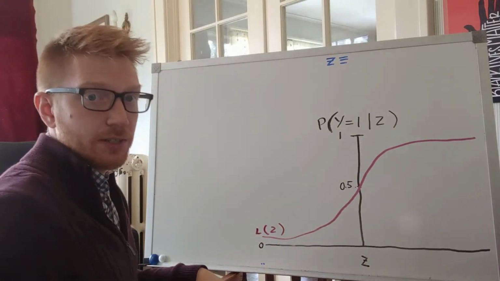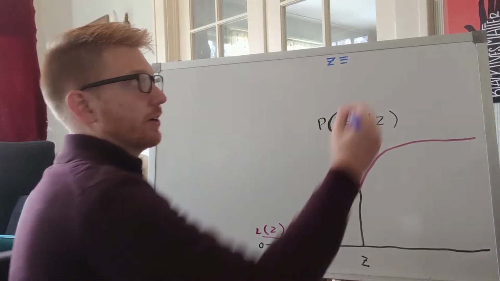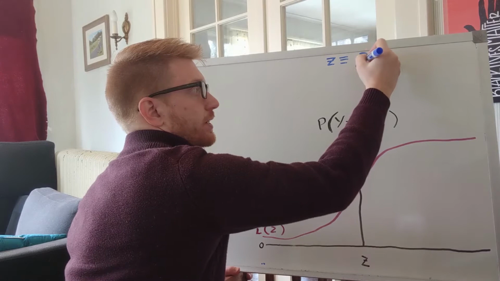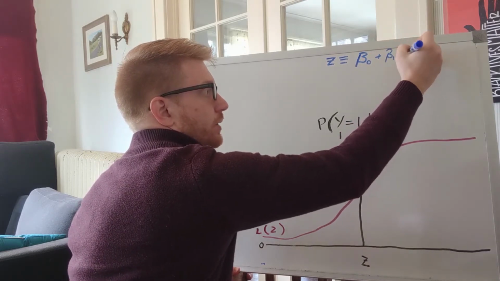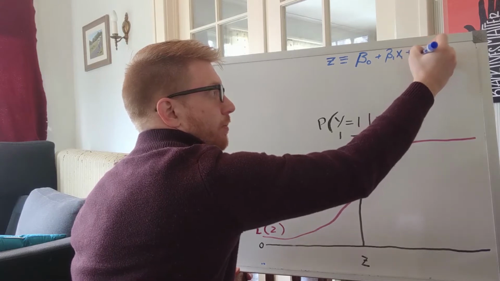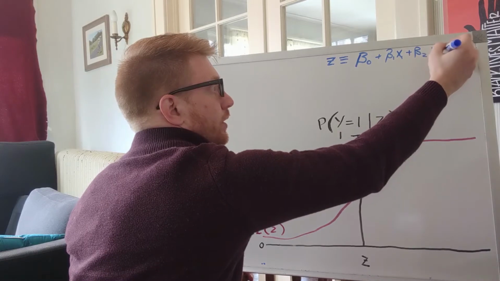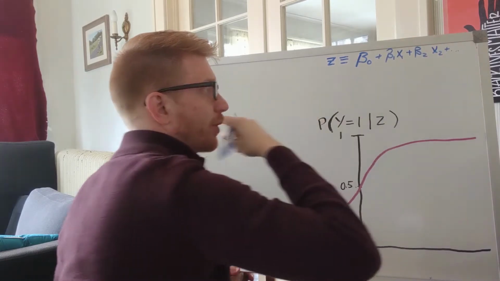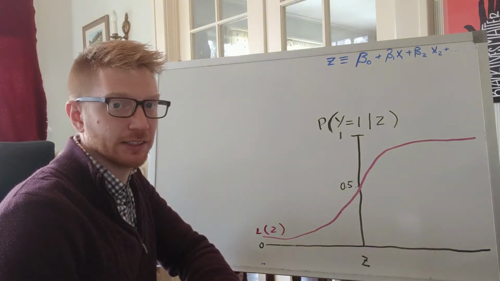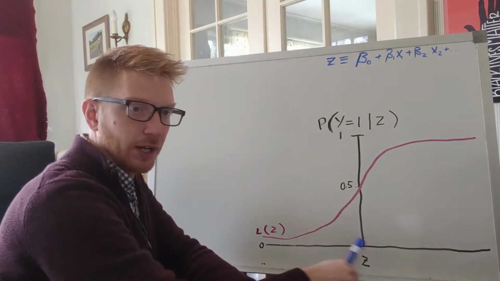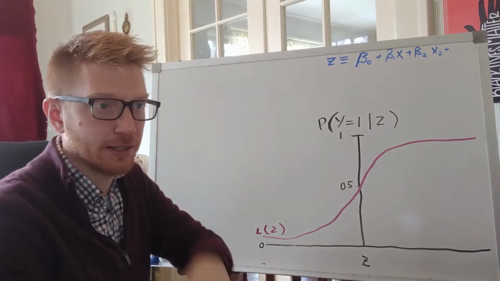is just going to be the sum of our x's times our betas. So beta 0 plus beta 1 times x1 plus beta 2 times x2, onward and so forth. So z is going to depend on our x's. So you could think of them as having an individual value for z.